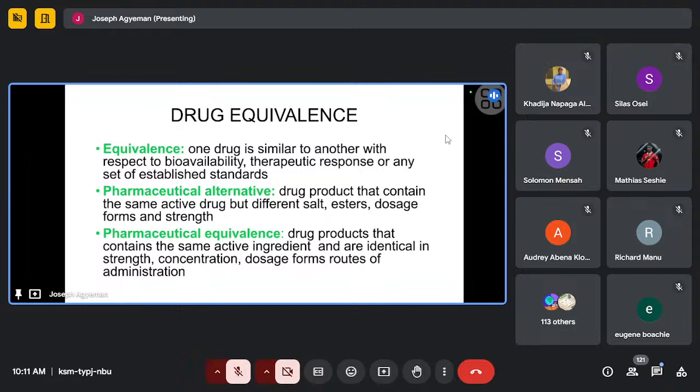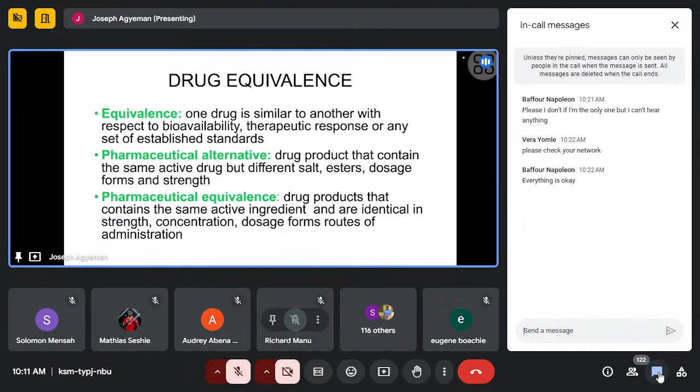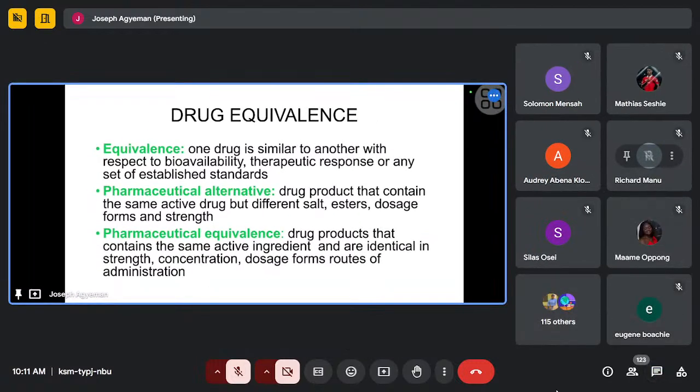This is just an example. You can also use therapeutic response, so efficacy. So drug A, drug B, you give it, and both are able to give you similar results. The patient gets healed. And you can say that in terms of therapeutic response, those two drugs are equivalent. Class captain, are we okay?